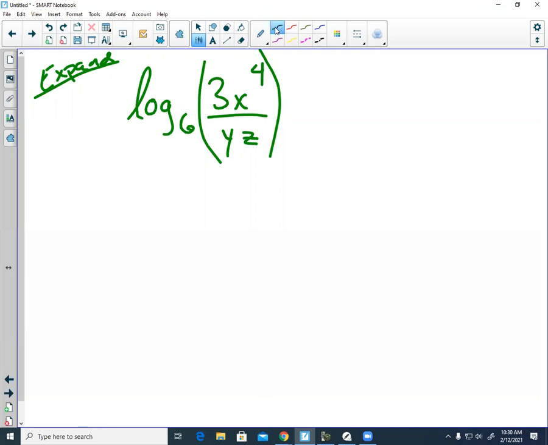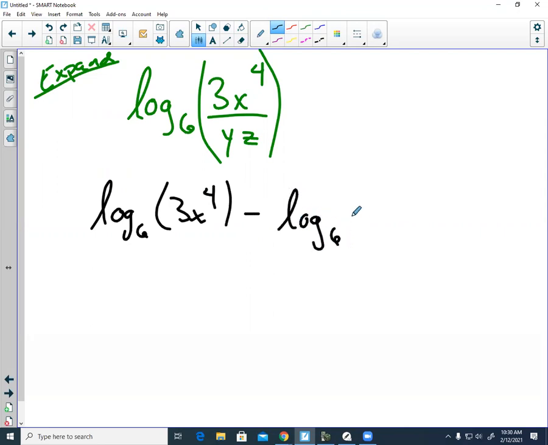So we start out with quotient first. I'm dividing by this entire thing down here, yz. So I'm going to do log base 6 of 3x to the 4th minus this entire thing, log base 6 of yz. Now this is where you're going to lose your negative. This is what's going to happen. We are dividing by this entire thing right here, right? I'm going to put a set of parentheses right here because I'm dividing by that entire thing. That's where that issue is going to come into play.